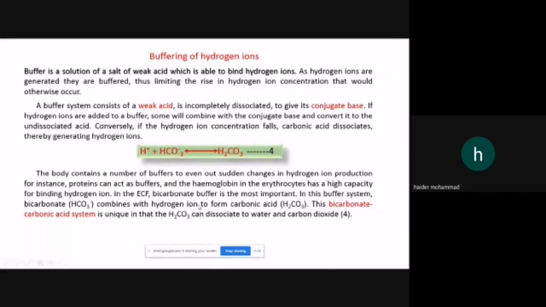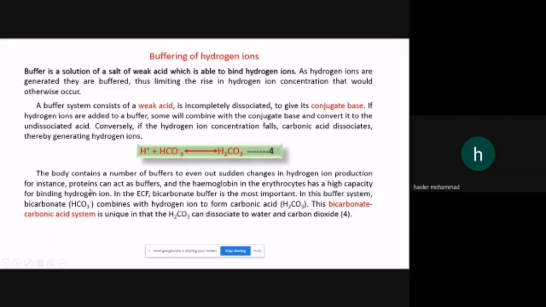Now we know what a buffering system means and how it works. How many buffering systems does the human body contain? The body contains a number of buffers. We said any compound that has the ability to bind with the hydrogen ion could be considered a buffer system. So the body contains a number of buffers to even out sudden changes in hydrogen ion production.